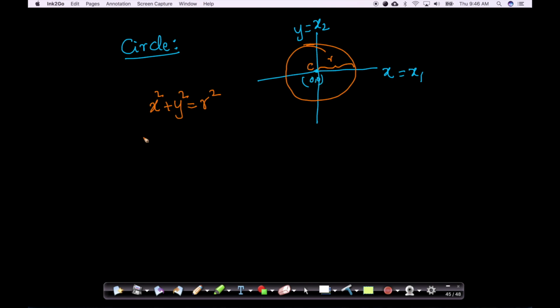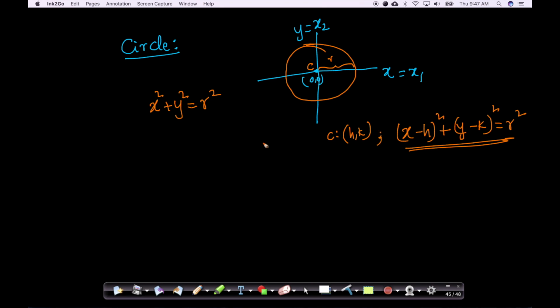If the center of the circle is not the origin and something else, let's say h comma k, then the equation of the circle becomes (x minus h) square plus (y minus k) square equals r square. This is the equation of a circle whose center is at h and k. Just for simplicity, just like the way we assume that our plane passes through origin, let's assume our circle is centered on origin. So the math becomes elegant, right? This is the equation of a circle.